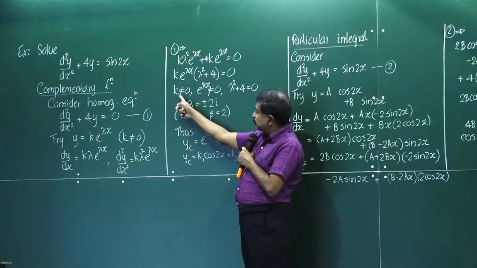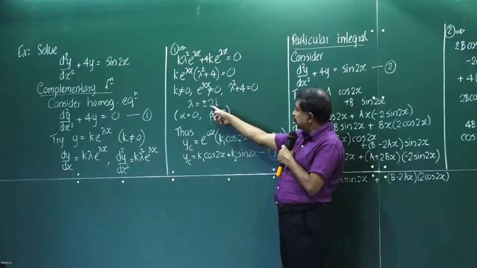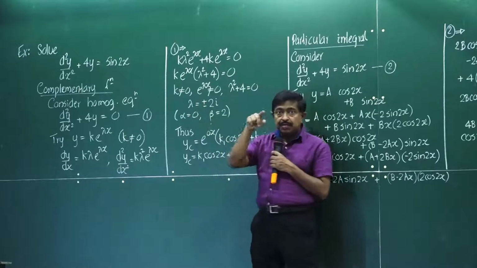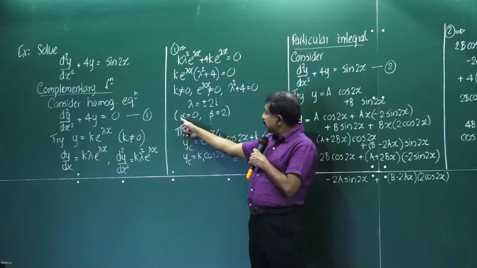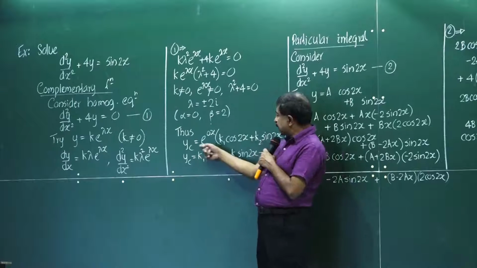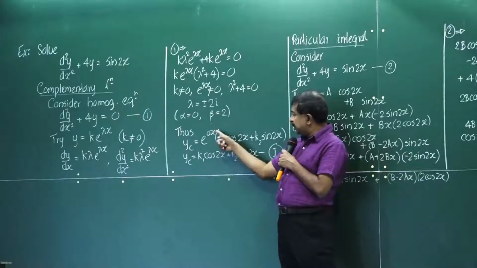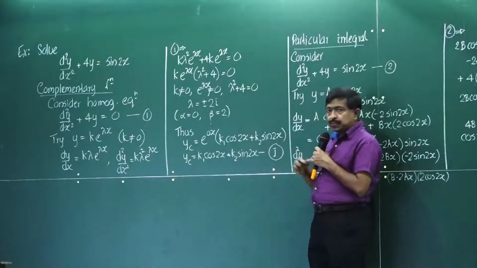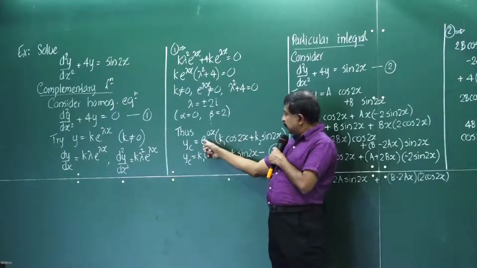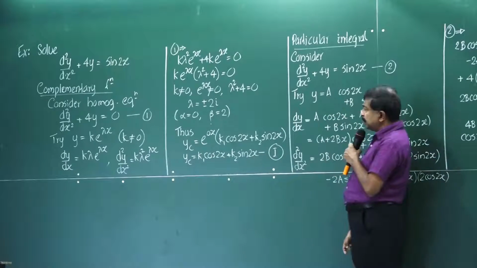This is forced to be non-zero. This is always non-zero, leaving this one to be 0. So you will get these two values for lambda. If you compare it with the alpha plus or minus i beta form, alpha is the real part, it is 0, beta is 2. Thus you can write the complementary function in this form: e to the power alpha x, k1 cos beta x plus k2 sin beta x. However, alpha is 0, beta is 2. e to the power 0 is 1. Therefore, this will be your complementary function.